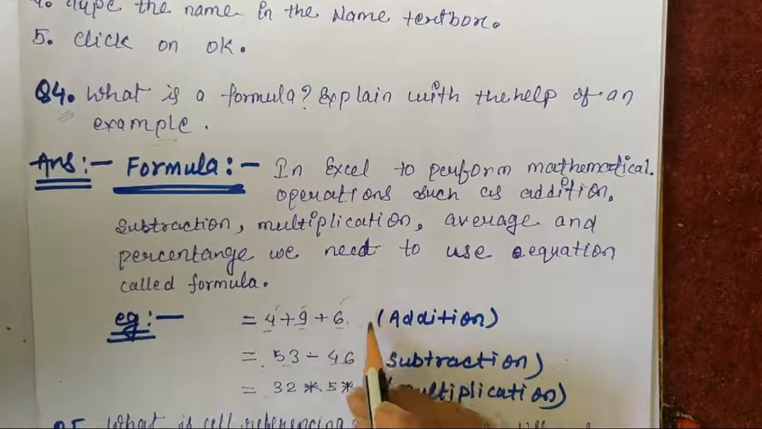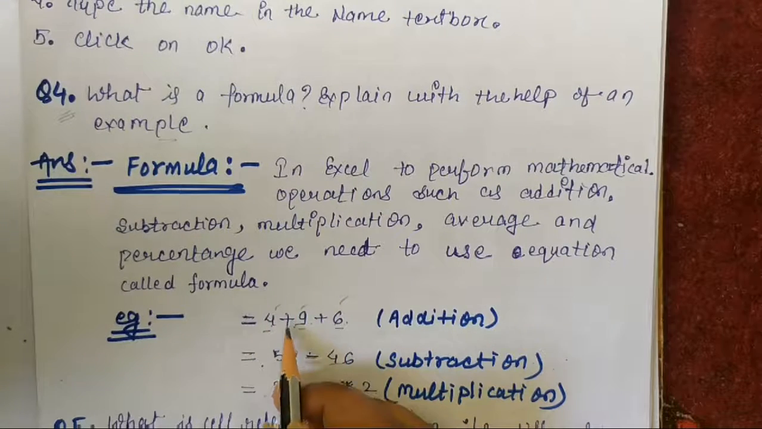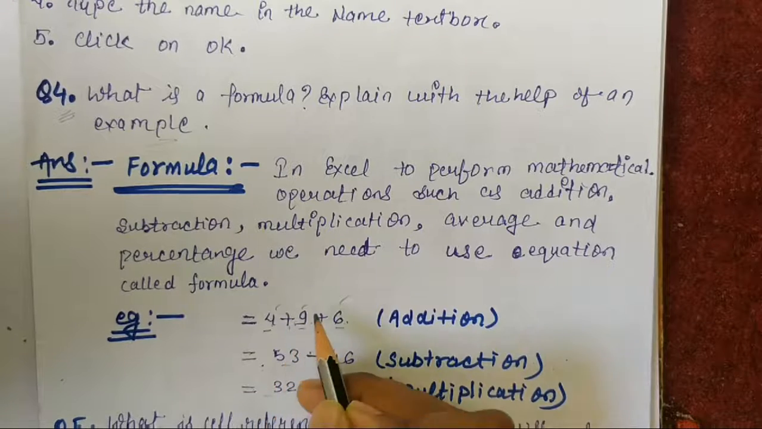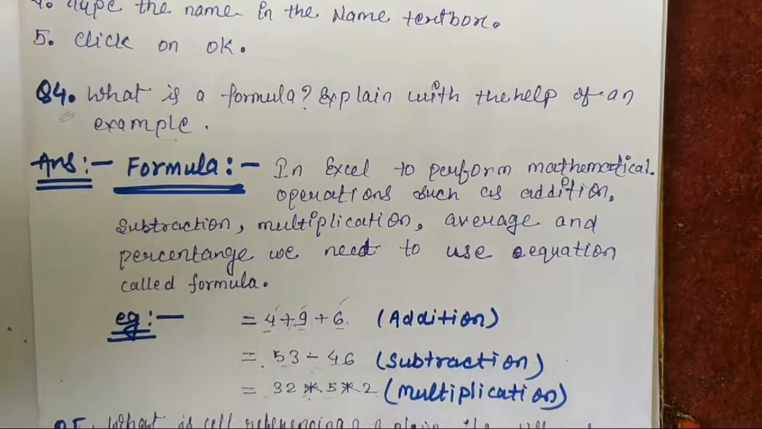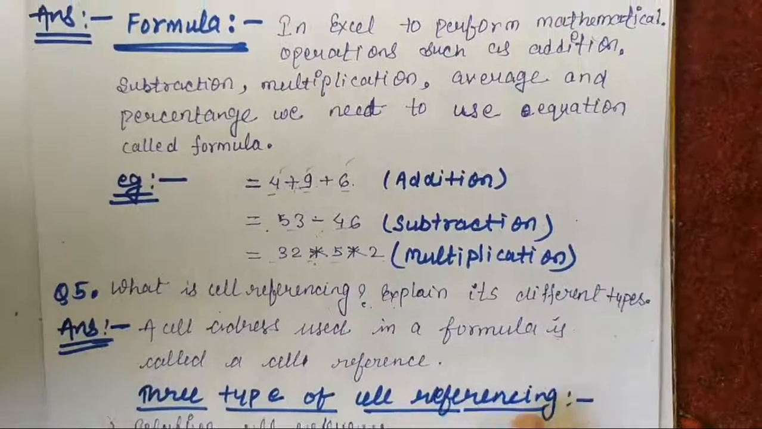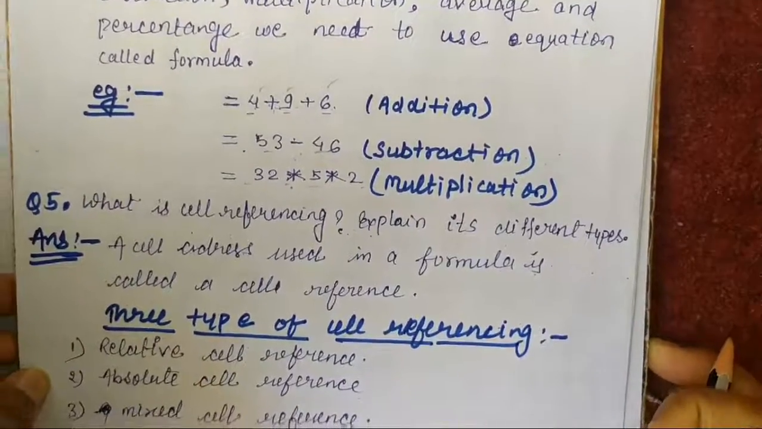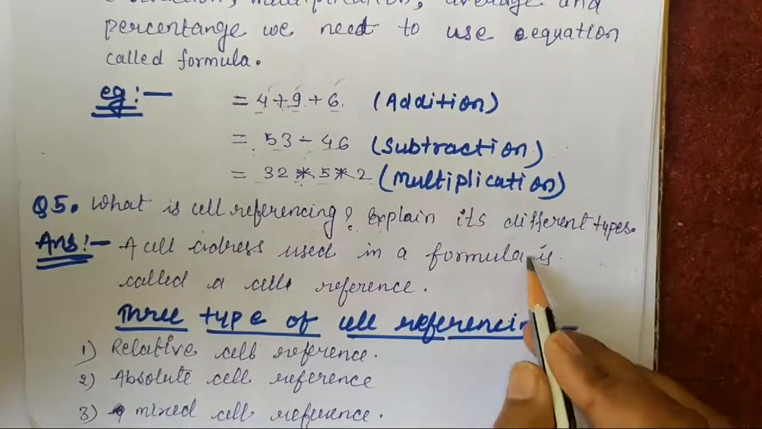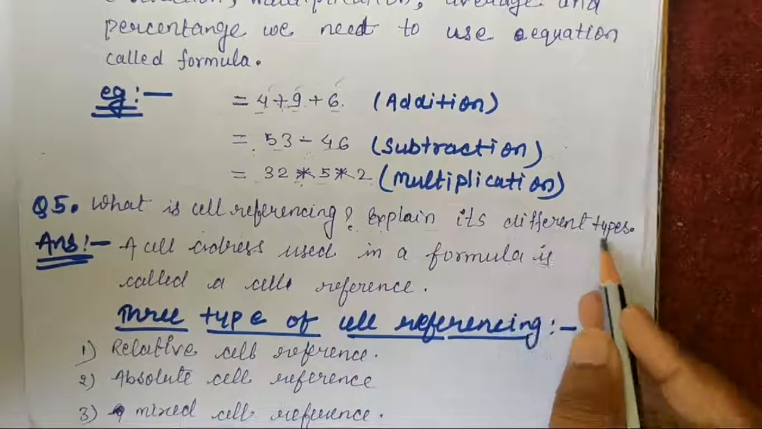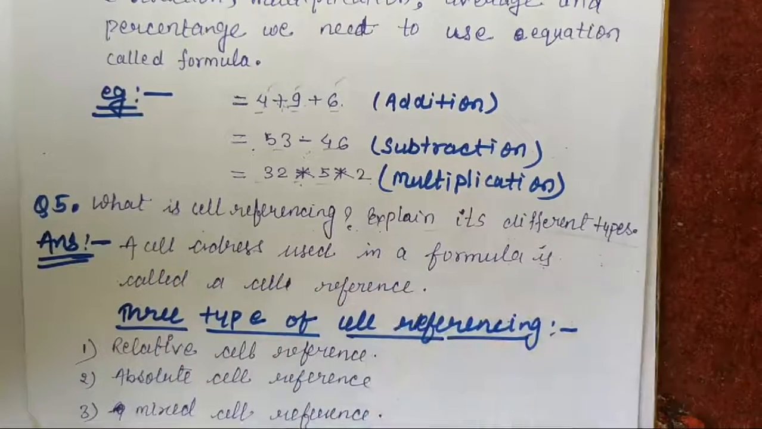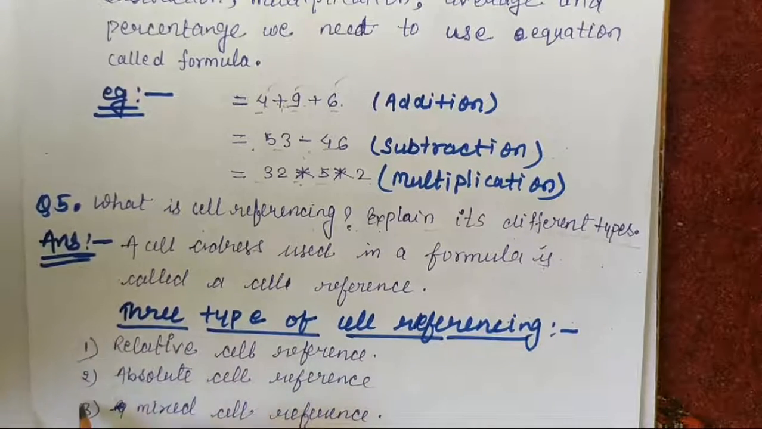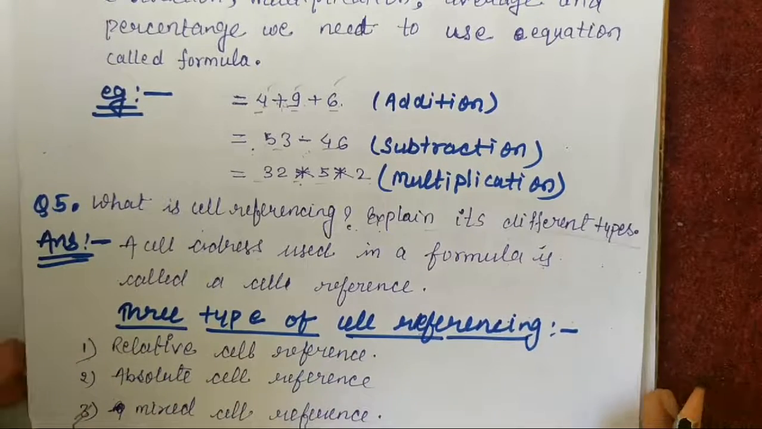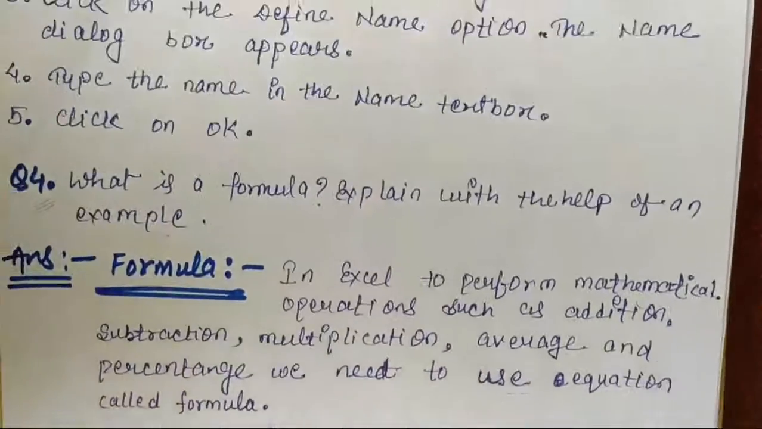496 is just an example. You can take any other number and also use another sign. I am using plus and multiplication, or plus, minus or multiplication signs. You can also use the division sign. Next one is cell reference. Explain with its example, and its different types. The cell reference is the cell address, and the three types of cell referencing are relative, absolute, or mixed cell reference.